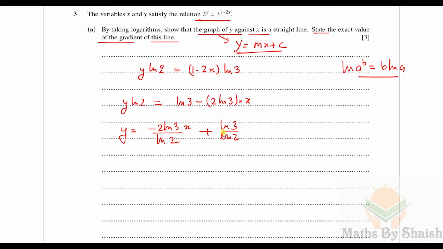Now this is equivalent to y = mx + c, and hence it is a straight line. This implies the graph of y against x is a straight line.